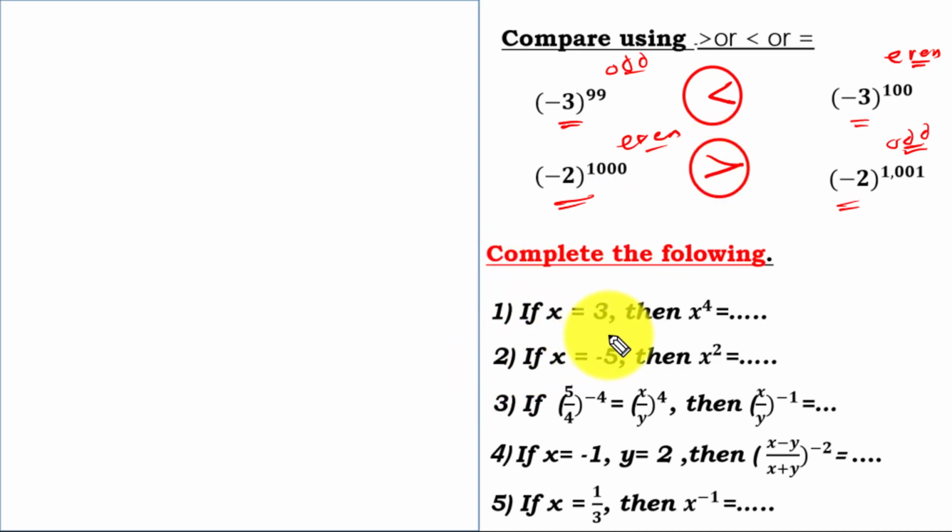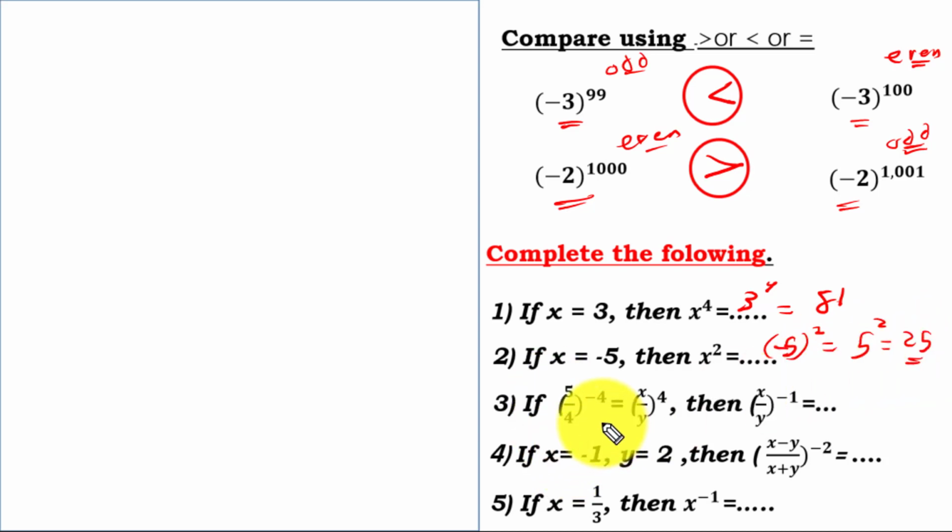If x equals 3, then x raised to the power 4 will be 3 raised to the power 4, it will be 81. We will repeat 3 four times. If x equals negative 5, then x squared equals what? It will be negative 5 raised to the power 2, it will be 5 raised to the power 2, it will be 25.